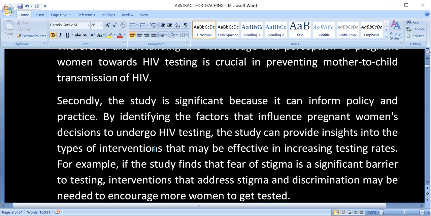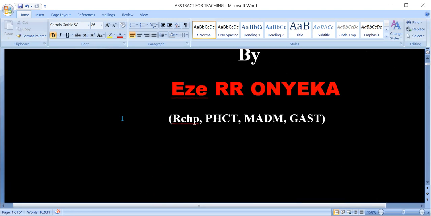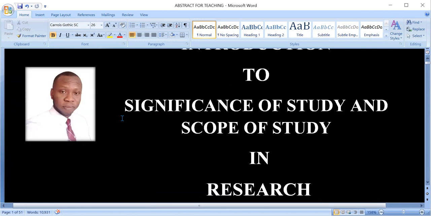Then we went forward to talk about scope, where we talk about limitations based on boundaries, based on time frame, based on population, and other characteristics. That work is just within that scope or confinement. So with this, I believe we've looked at the significance of study and the scope of study.